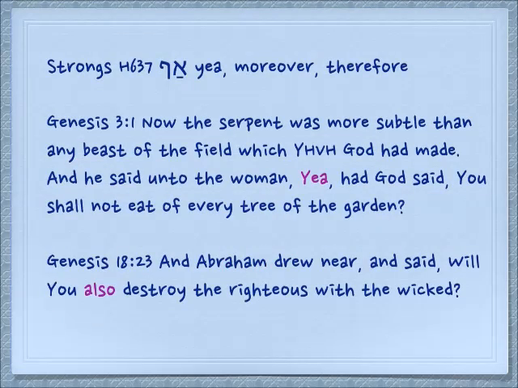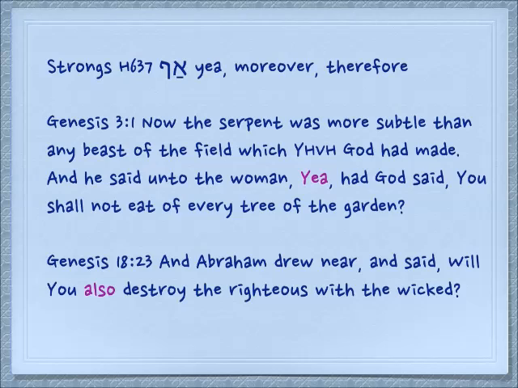Now there is a whole other af in Hebrew, which is one of those small particles that can just have a lot of different meanings. Yea, moreover, therefore. The best way we can get a handle on that is to see where it's used. Some examples. So in Genesis 3:1, now the serpent was more subtle than any beast of the field, which Jehovah God had made. And he said unto the woman, Yea, af, has God said, you shall not eat of every tree of the garden.